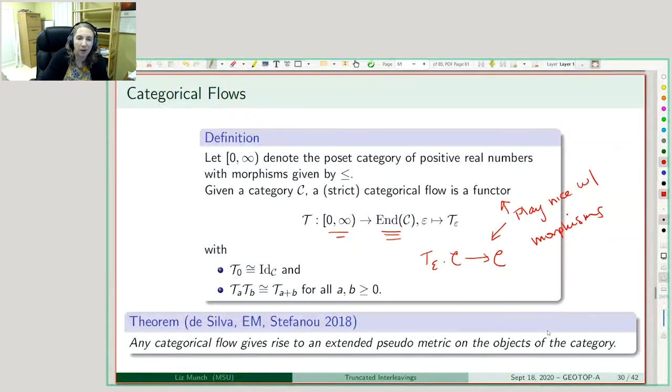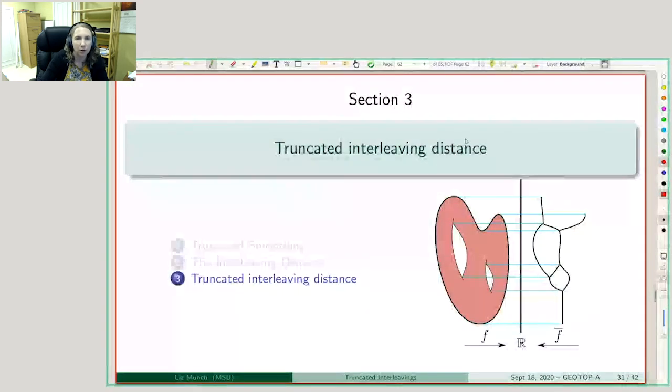It means that I can get a metric. As soon as I give you a flow like this, I can get an extended pseudometric, where the extended is that it could potentially be infinite, but hopefully not when we don't want it to be. And the pseudo is really, this is all up to isomorphisms. All right, so given a categorical flow, I can give you a new interleaving type of distance.